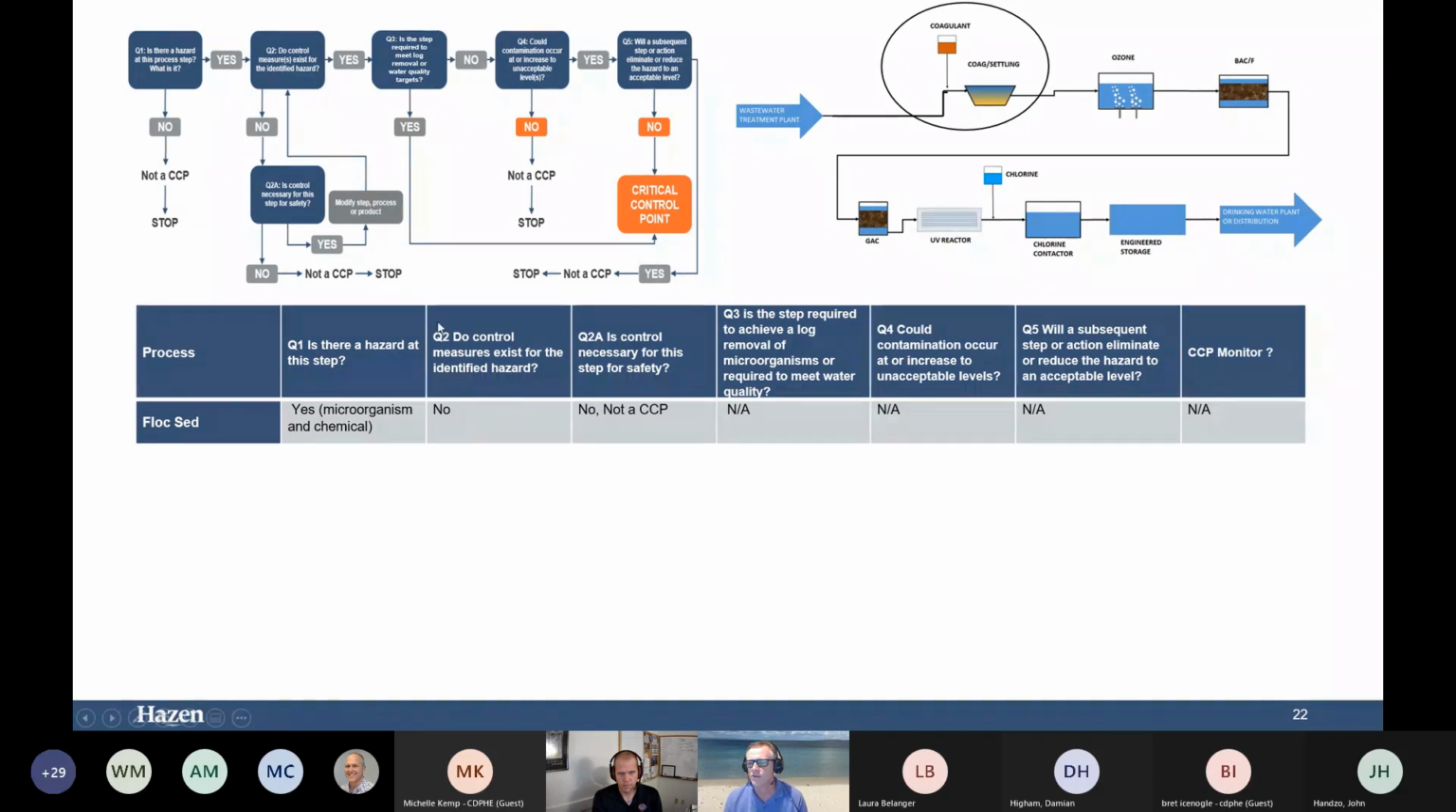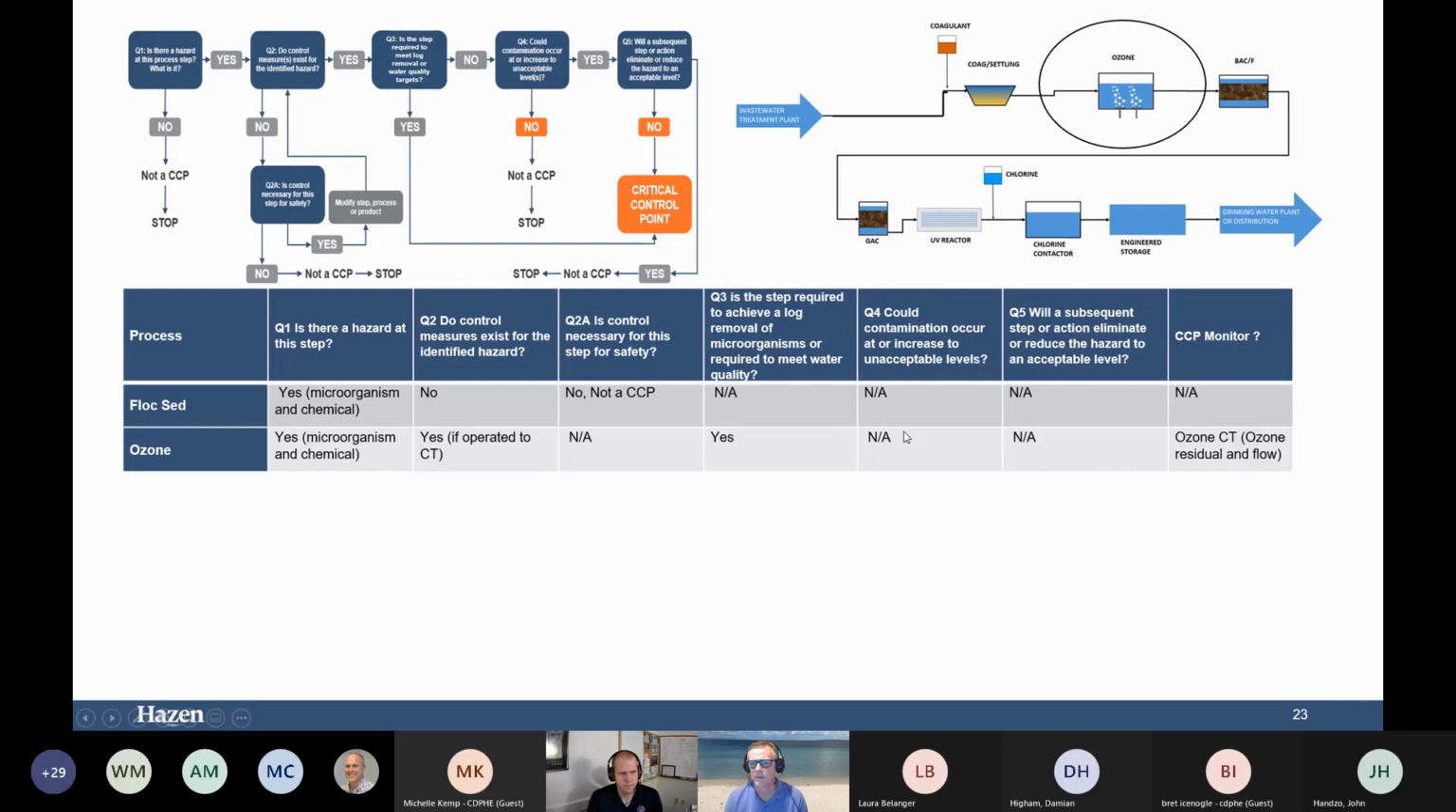Do we have good controls, though, for those microorganisms and chemicals? Well, we can get some settling, and we'll probably get some microbial removal settling out with our floc, but not good enough that we could really correlate a removal just at this step. So is control necessary here? We've got processes later. This is not considered a critical control point. So we move on to the next step in the process.